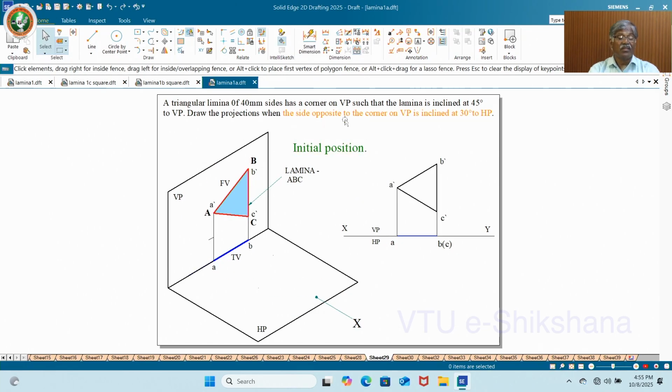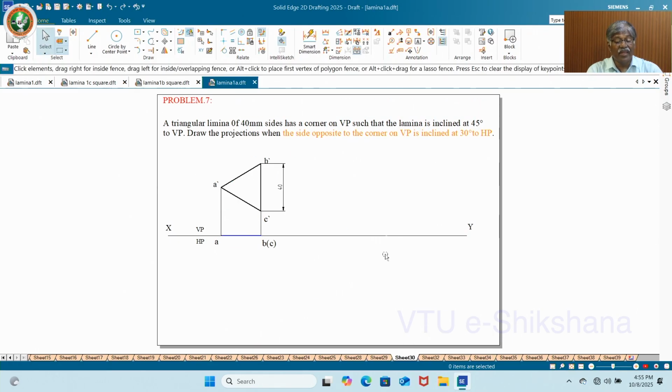Yeah. The lamina is inclined to VP. So what you should do is start from the front view. Then I cannot say top edge. I could say the side opposite to the corner on VP is inclined 30 degree to HP. Everything is reverse. It is a reverse problem.